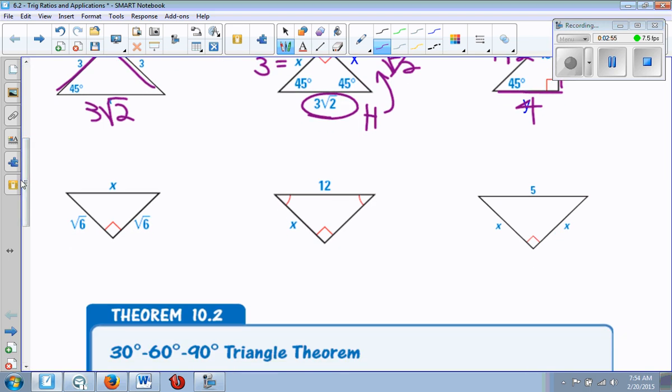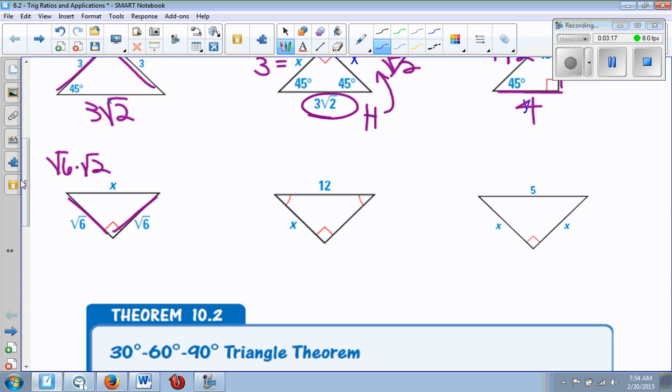In the next 3 problems, each one of these is going to have a hypotenuse that does not have a square root attached to the answer. Doesn't mean we're not going to use root 2, just means it's not going to be in the final answer. So notice in the next one, the root 6's are both legs of the triangle. So if I want to find the hypotenuse, I'm still going to multiply by root 2.